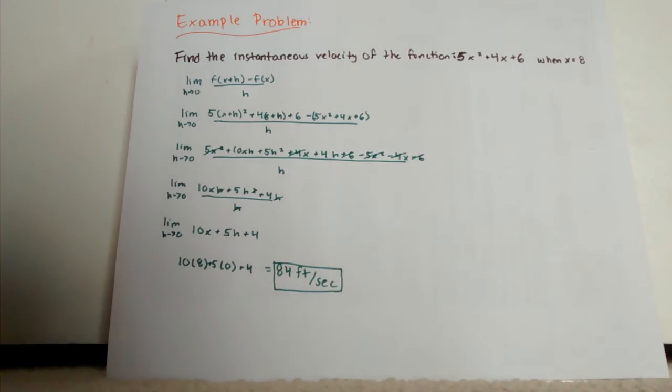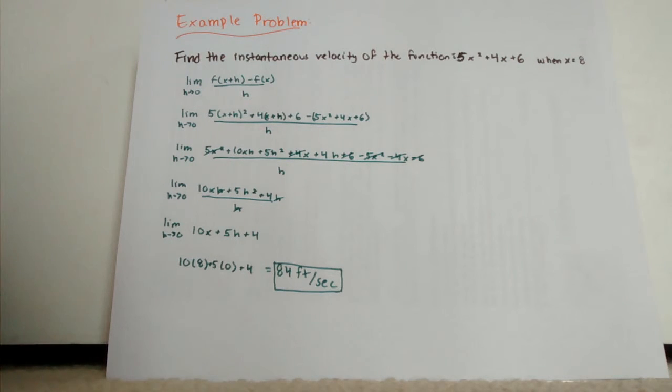So, looking at the example problem, we want to find the instantaneous velocity of the function 5x squared plus 4x plus 6 when x equals 8. So we can use the limit definition, limit as h approaches 0 of f of x plus h minus f of x over h.